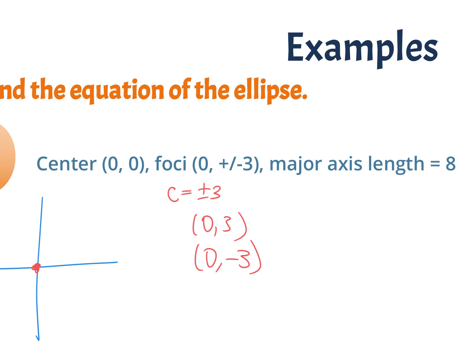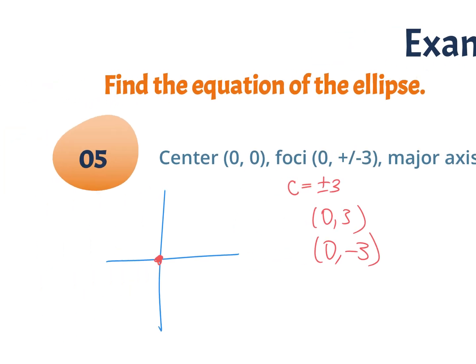You guys okay with that? You understand where those points are? 0, 3 is up 3, correct? And 0, negative 3 is down 3, correct? You guys agree? All right.